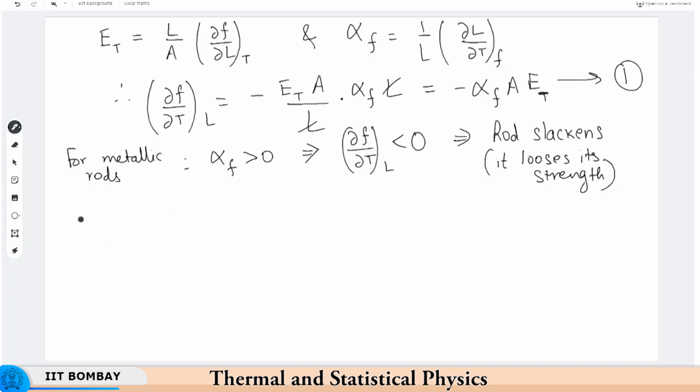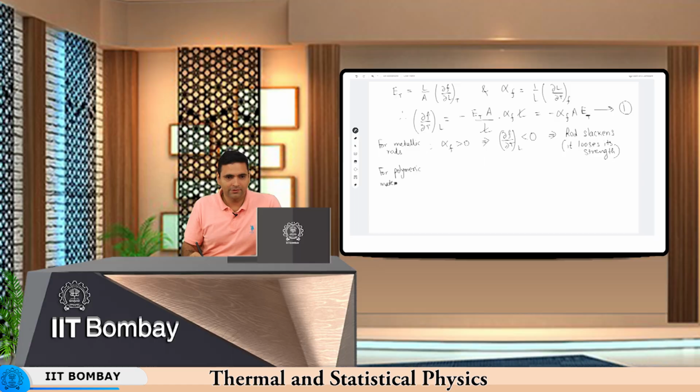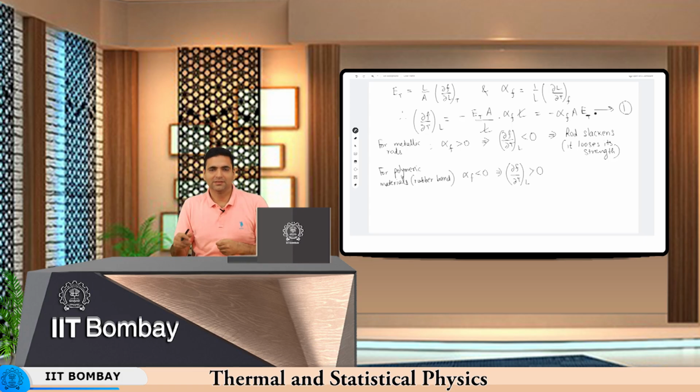But again, for the other case, for polymeric materials, I will explain what I mean by polymeric materials. But remember, the example that I have in mind is a rubber band. So, alpha f is negative, and if alpha f is negative, then your del f by del t becomes positive. So, remember, E t can never be negative, right. Young's modulus can never be negative, you always need some force to stretch something, right.